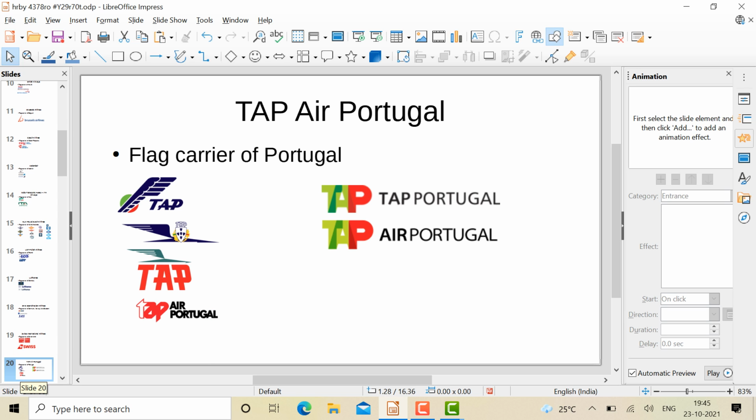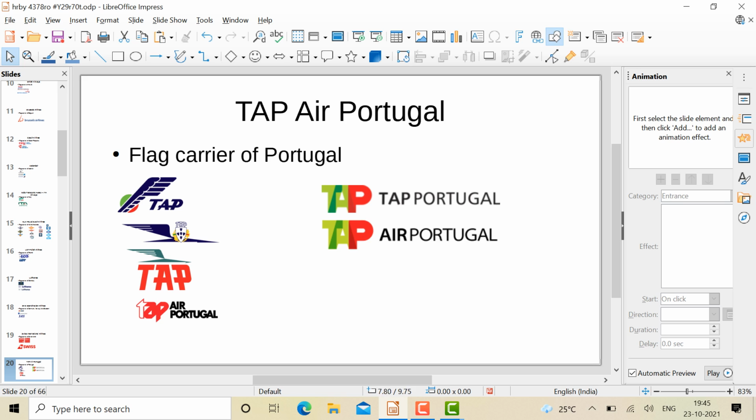Our final European airline is TAP Air Portugal. TAP Air Portugal is the flag carrier of Portugal. And its logo also has quite a limited overhead. First, we have this kind of TAP, and I don't know, it looks like a bird. It looks like a bird.